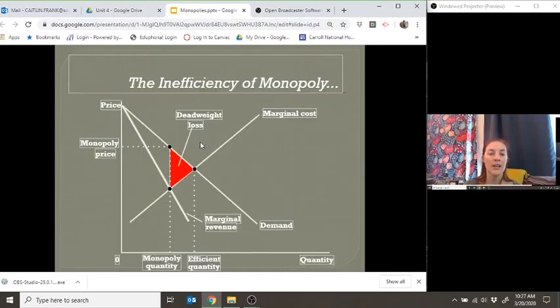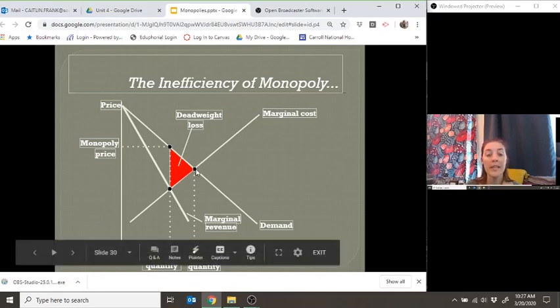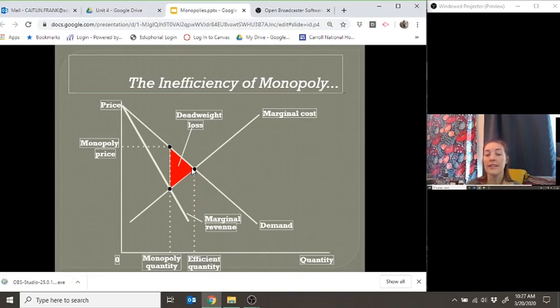We see the triangle just like in taxes and externalities, the difference between where we should be at the socially efficient quantity and where we are at the monopolist quantity. The socially efficient quantity is where marginal cost and demand intersect. Where we're at is below that. So that triangle, that wedge between where we are and where we should be, is the deadweight loss.